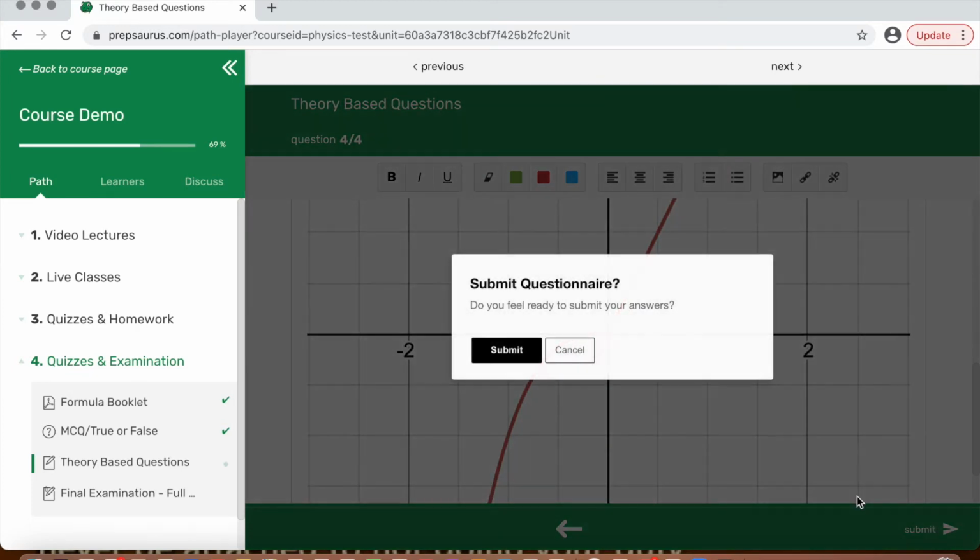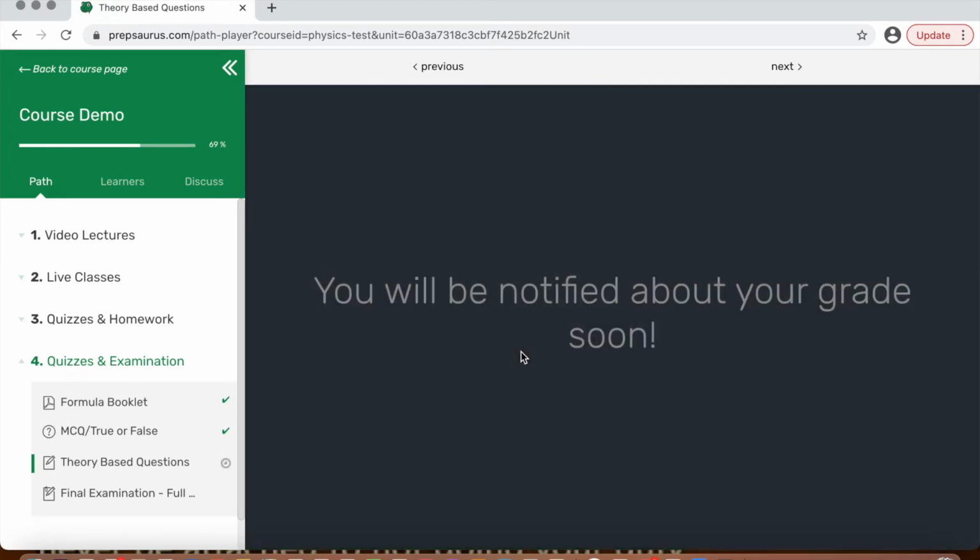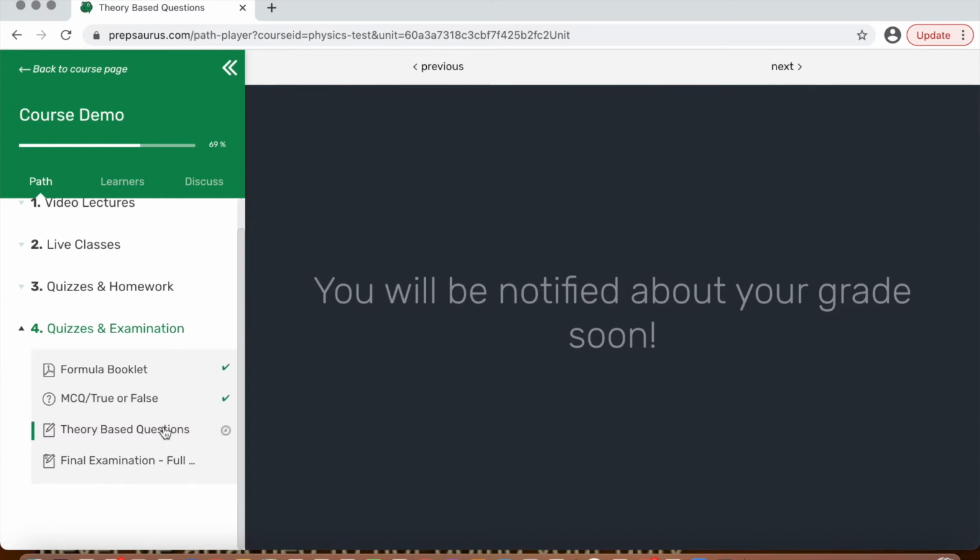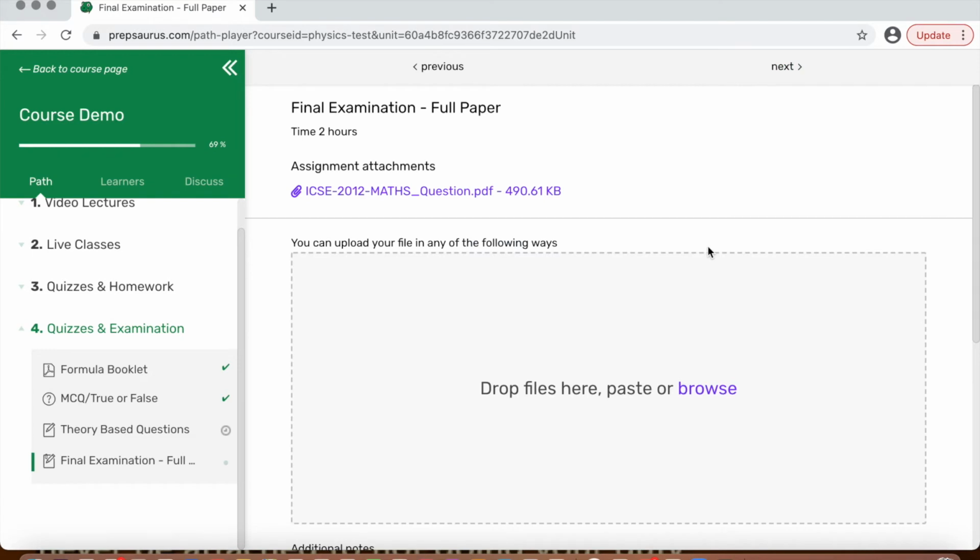Once done, and once they submit the answers, they will get a prompt saying that you will be notified about the grade soon. This is because the solutions are now being sent to the instructor for them to be evaluated at the instructor's end. So here we have seen examination style of MCQ, we've seen examination style of true or false, theory based questions, and finally the student also has an option to complete the entire paper in their system or on the sheet of paper and upload the answer in one go.